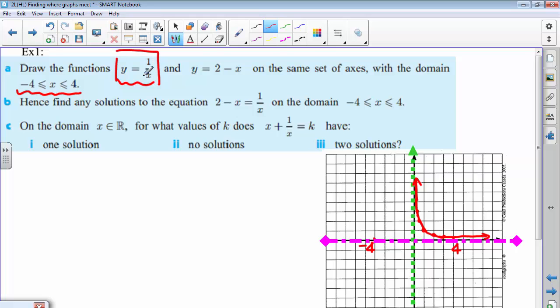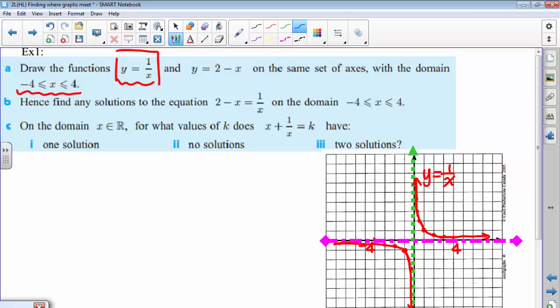The other part of the graph is in the third quadrant. So if x is -1, y is -1. x is -2, y is -1/2, then -1/3. So if the x value is getting closer to -infinity, the y value is getting closer to 0. Let's look at this part. If x is -1/2, the y value is -2. If the x value is -1/3, the y value is -3. Anyway, if the x value is getting closer to 0 from the left-hand side, the y value is getting more and more negative. So that's the graph for y = 1/x.